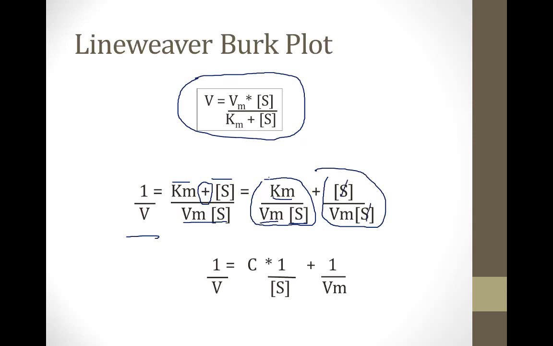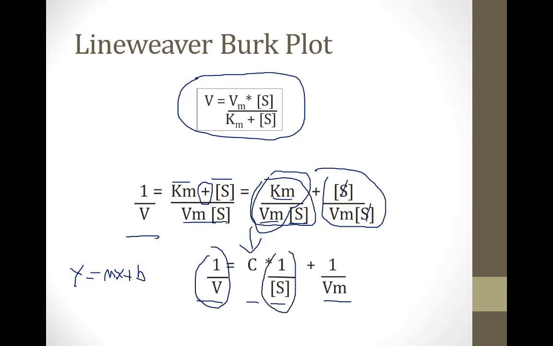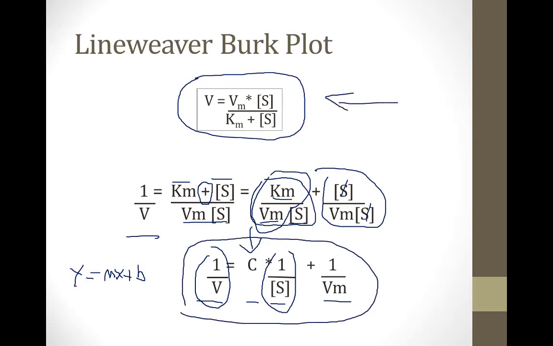What we can do now is take Km divided by Vmax, which are both constants, and convert that into one constant C, which is what I've drawn down here at the bottom. We now have an equation of 1 over V equals a constant times 1 over S plus 1 over Vmax. Now you may remember from algebra that the equation y equals mx plus b is the equation for a straight line. So if we plot 1 over V on the y-axis, and 1 over S on the x-axis, we now have y equals mx plus b. We have the equation for a straight line right here. And we've just created this by flipping the Michaelis-Menten equation upside down.